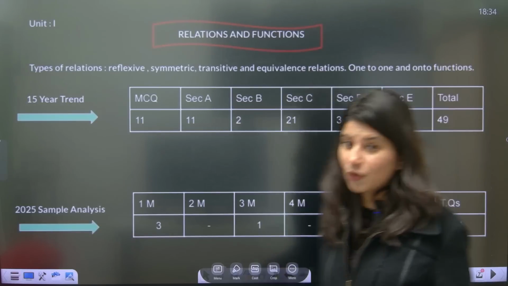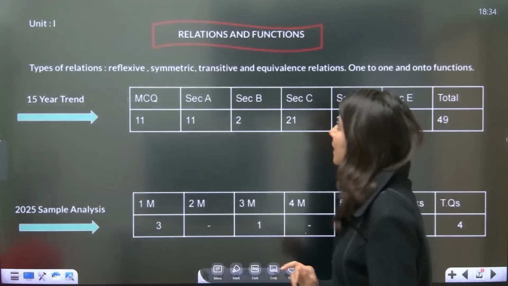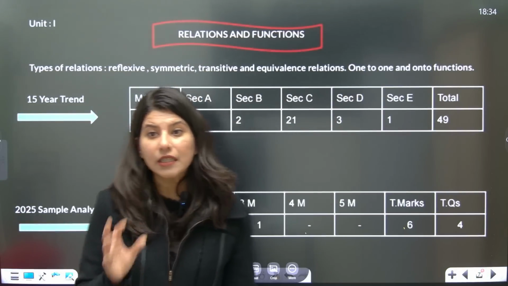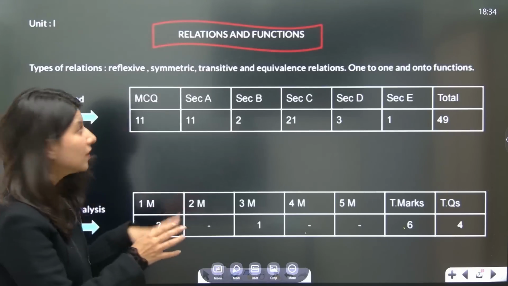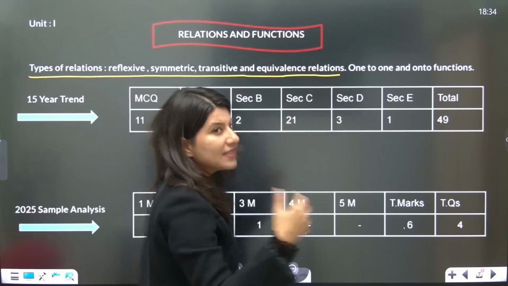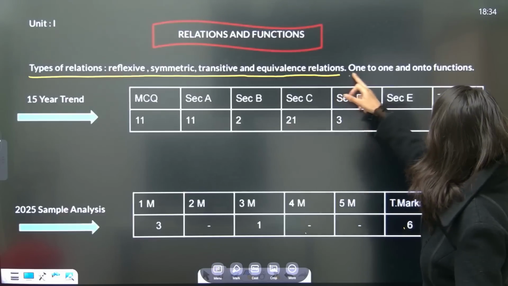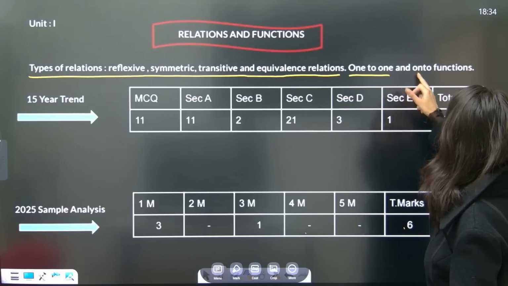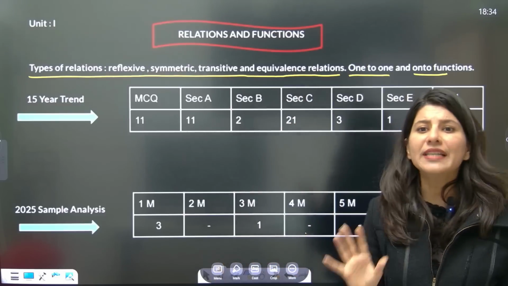Now I'm going to talk unit wise. The very first unit you can clearly see is relations and functions. 15-year trends. First of all, what is so important about this chapter? Types of relation: reflexive, symmetric, transitive and equivalence relation. You all know this is important. Apart from that, one-one and onto functions are again important from relations and functions.